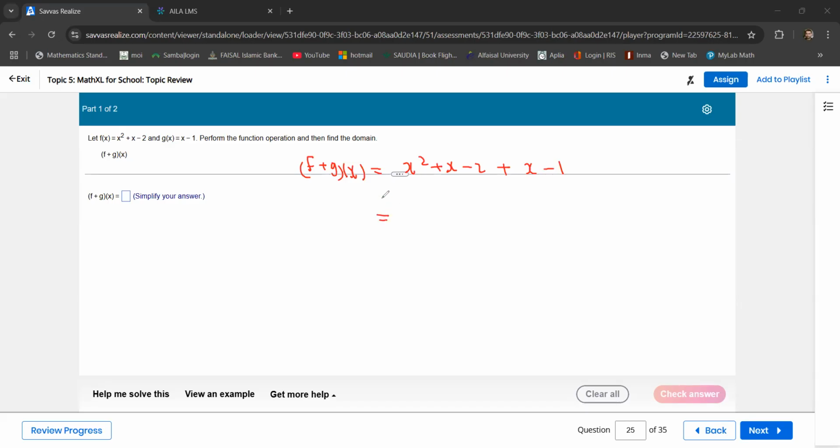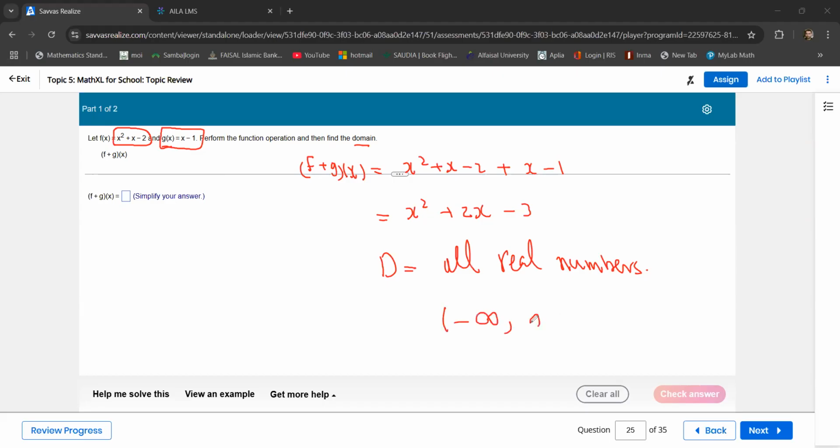We gather like terms together. So x power 2 plus x plus x, which is 2x, and minus 2 minus 1 will give you minus 3. Since this is a polynomial, and a polynomial has domain all real numbers, for sure the domain equals all real numbers, or we can say from negative infinity to positive infinity. Very easy question.